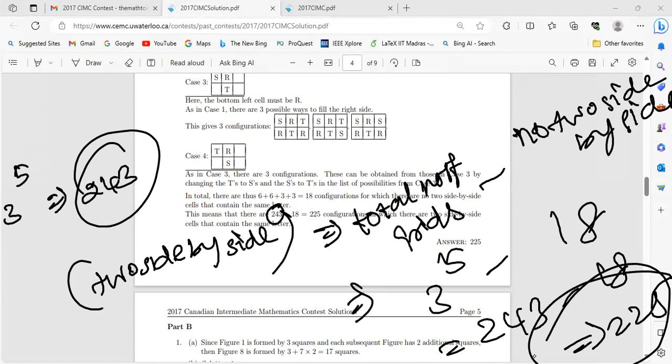Okay. Okay, so part A is clear. What do we have to discuss from part B?